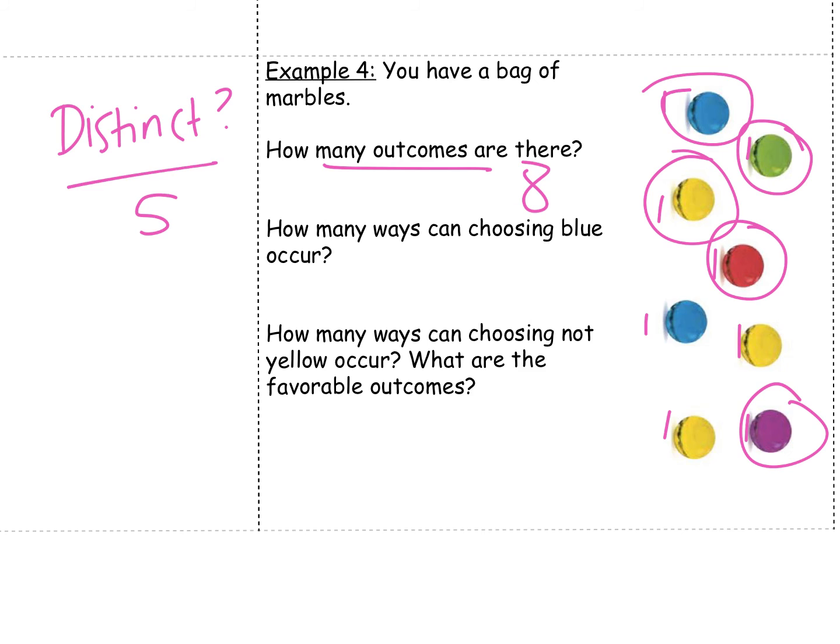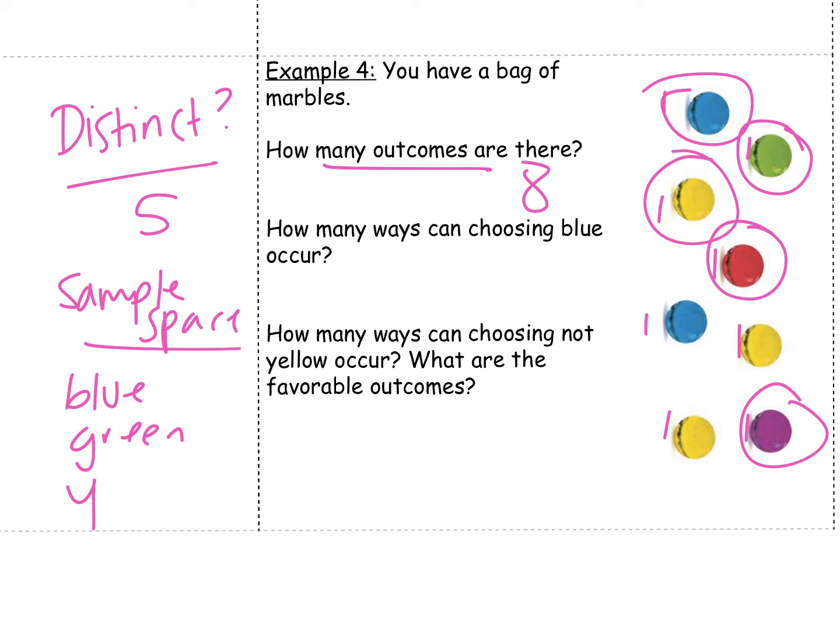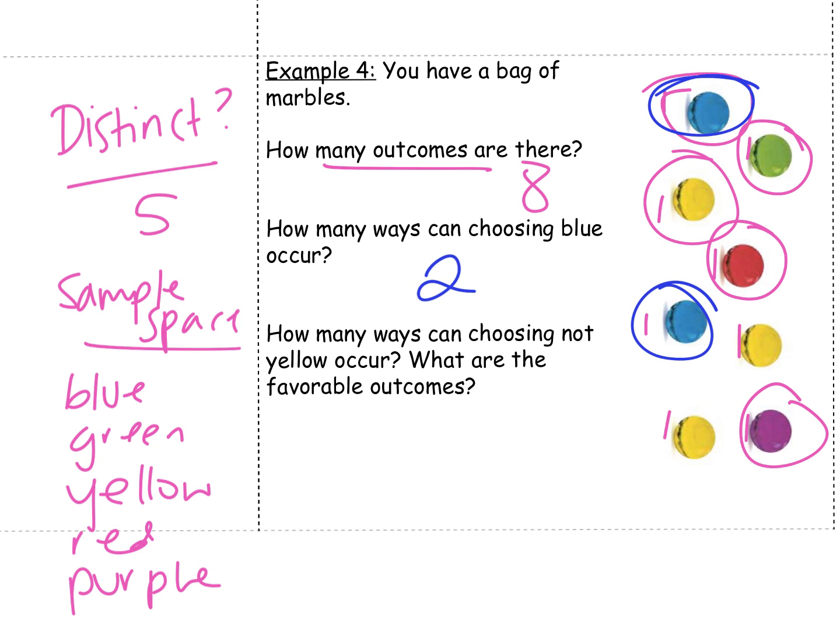I only have 5 distinct outcomes, and so my sample space are those distinct winning colors. We could have blue, green, yellow, red, or purple. Those are my sample space colors, which are those distinct outcomes, even though we have 8 outcomes total. If I ask you how many ways of choosing blue could occur, well, I have 2 blue marbles, so I could choose blue 2 different ways.